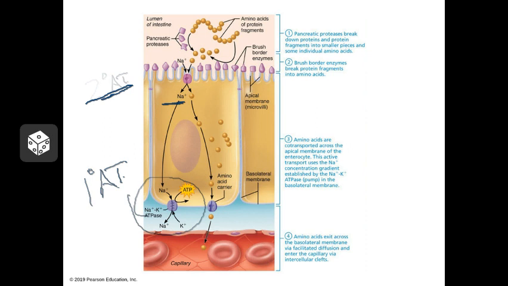Once the amino acids are brought into the cell, they also are going to be taken out to the interstitial fluid with a facilitated diffusion mechanism, and from there it'll be picked up by the capillary through bulk flow.